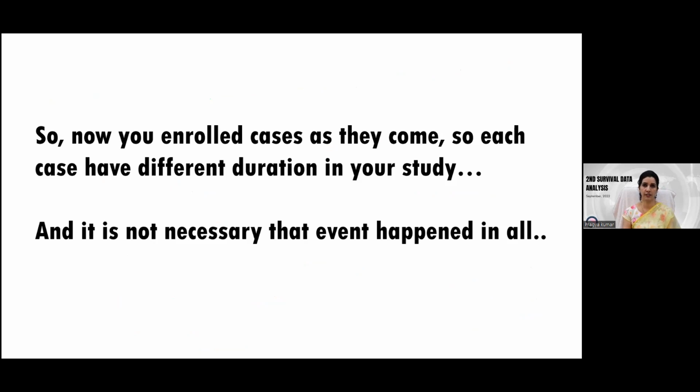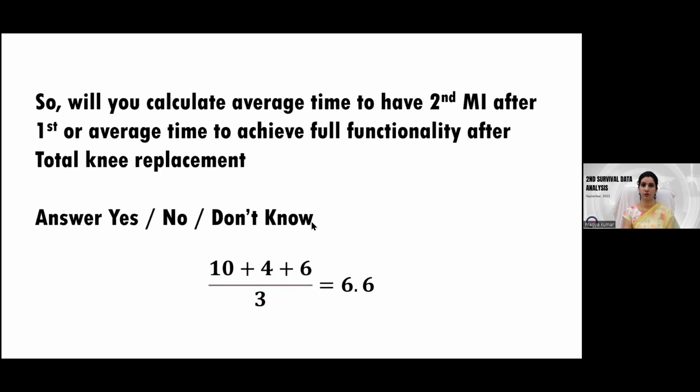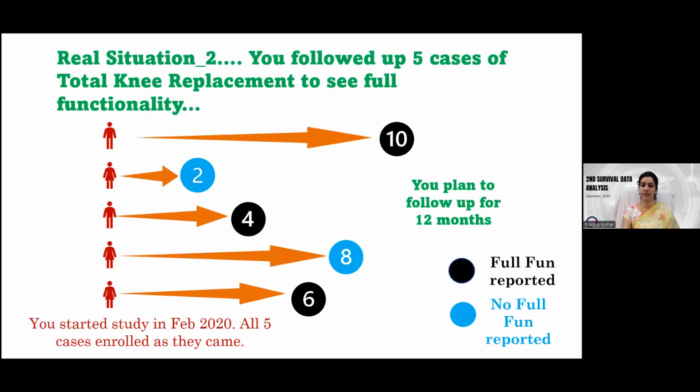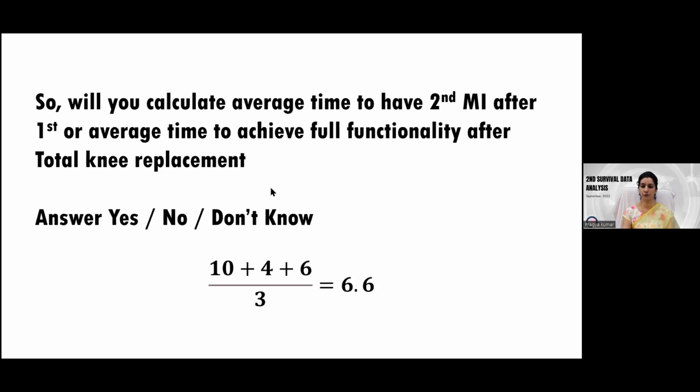So now you have enrolled cases and they have different durations in your study. And it is not necessary that the event happened in all the cases. So what will I do? I will take only these 10, 4, and 6 divided by 3, and I'll calculate 6.6, because I'm taking only the event as an outcome. But in that case, these two times I am missing out, because I have information on the person whom I have followed up till 8 months. I also have information on the person whom I have followed up till 2 months. So in this case, there will be a loss of information.